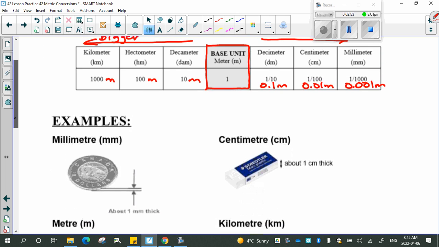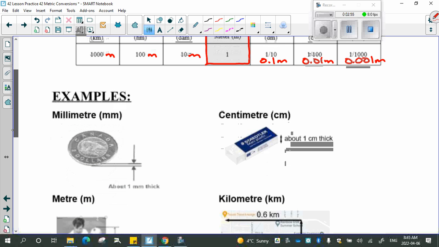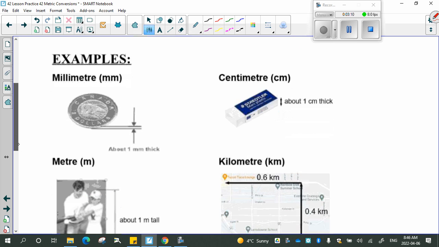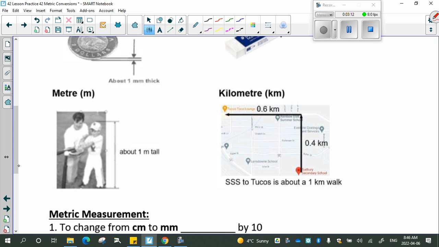All right, so just some reference examples. If you're thinking a millimeter, it's about the width of a tuning, okay? A centimeter is about the height of an eraser, okay? A meter is about the height of a small child that's playing t-ball. Kilometers.